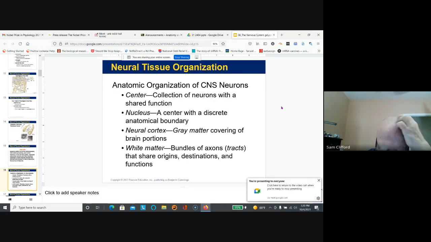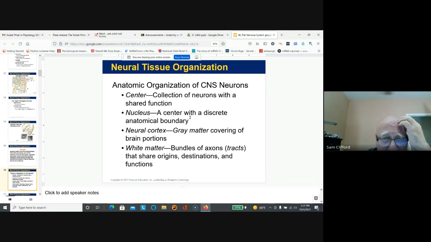So, nerves in the central nervous system. You can have a center, a collection of neurons with a shared function, such as the occipital lobe in the back of the brain underneath the occipital bone. And there's a visual cortex, the center for controlling a shared function, controlling sight.